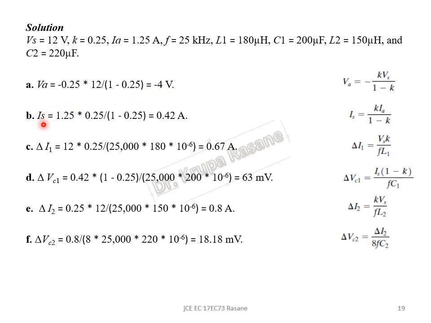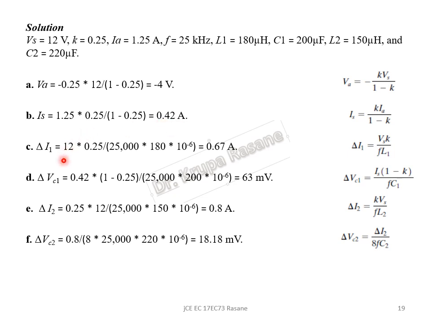Similarly, for part B of this problem, we know that Is is equal to K into Ia upon 1 minus K. So I'll be getting 1.25, that is Ia, multiplied by K as 0.25, divided by 1 minus 0.25, and this will give me 0.42 amperes. Note that the output voltage was 4 volts and the input voltage was 12 volts, so the input current I am getting is 0.42 amperes.